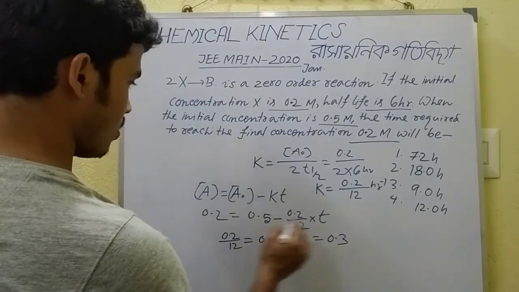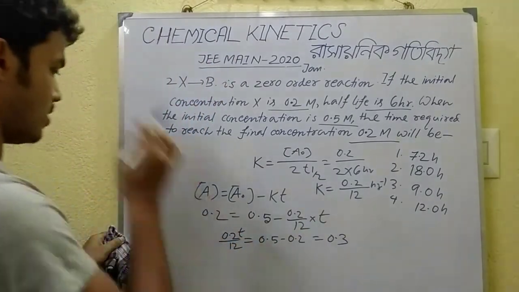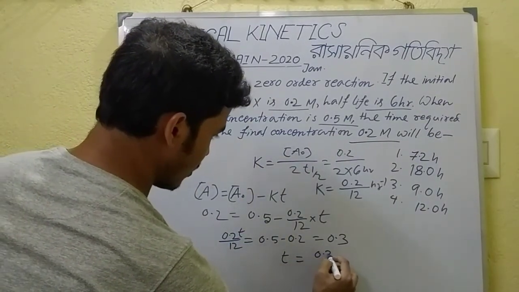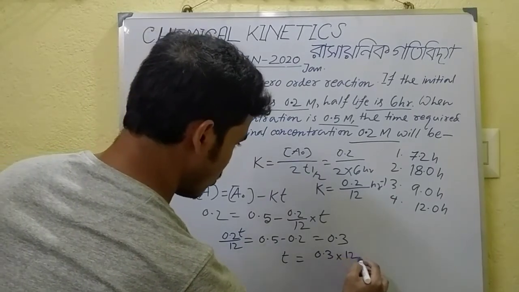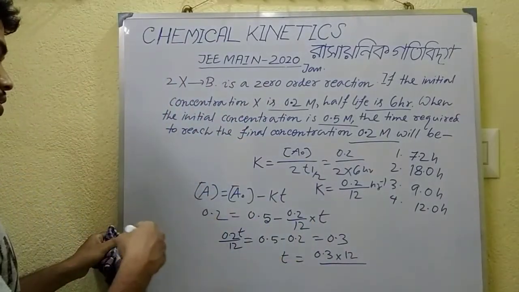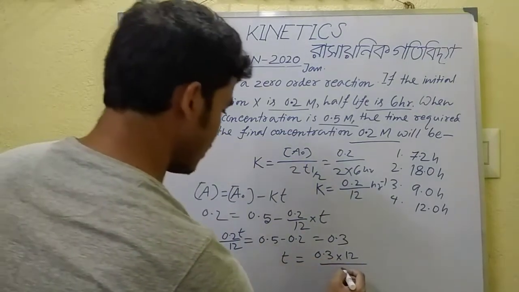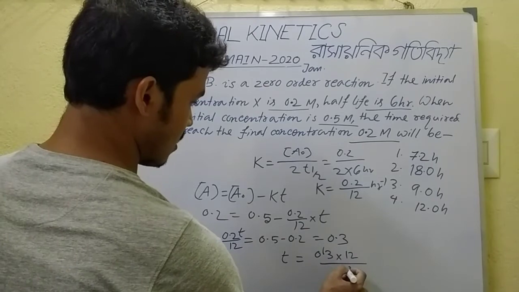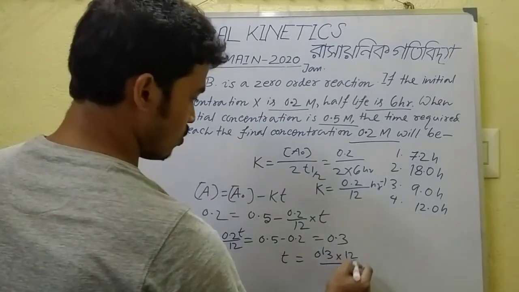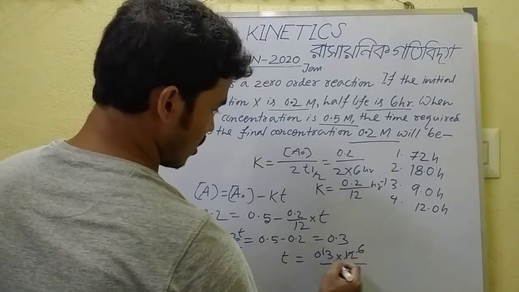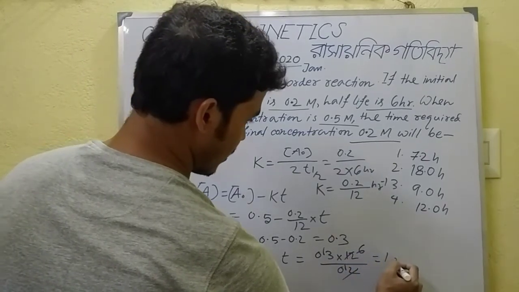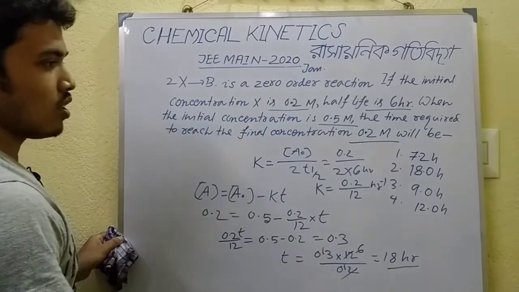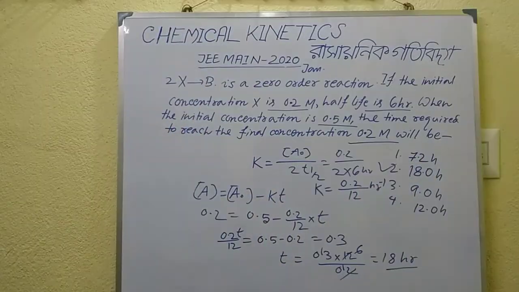Now, oh sorry, here t term is here. So we can write t is equals to 0.3 into 12 divided by 0.2. So we just dismiss the point here, and 2 6s are 12. So 3 into 6 equals to 18. Okay, so the answer is 18 hours. Okay, so the option 2 is correct.